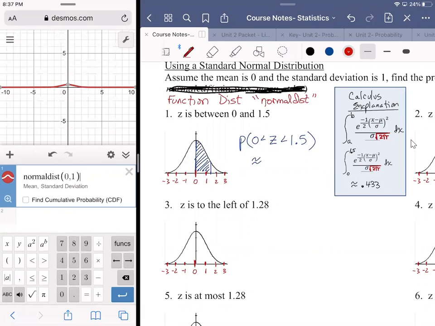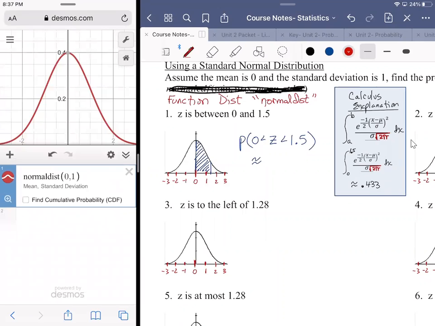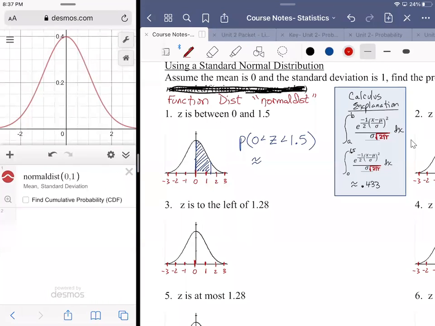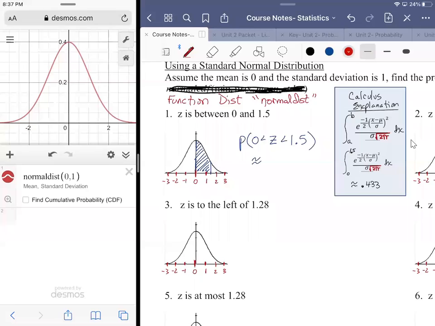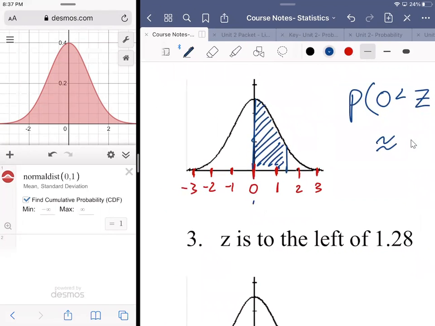I rescaled it to make it look nicer, and I'll do that again. We did -3 to 3 and 0 to 0.5. So same graph. Now, when I tap on find cumulative probability, it gives me an opportunity to plug in a minimum and a maximum value. Based on the problem that you're working with, the minimum corresponds to the lowest value related to the shaded area, and the maximum, same deal, except the highest value.